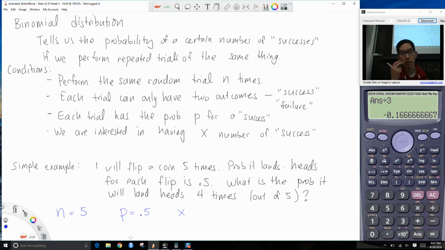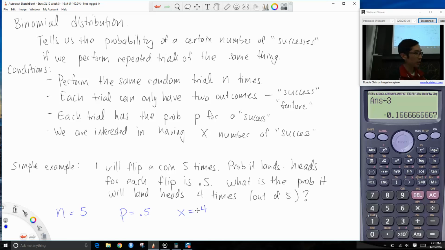And I am interested in getting how many successes? 4. I want to know the probability that the coin lands heads 4 times. So I have n is 5, p is 0.5, and x is 4. To get our answer, we are going to the binomial probability table.